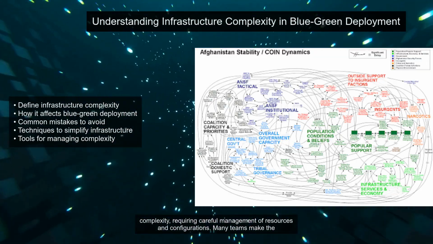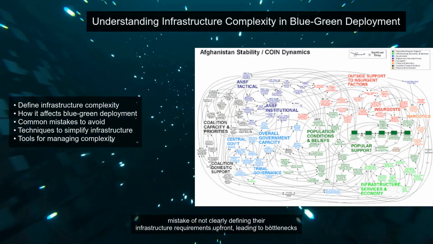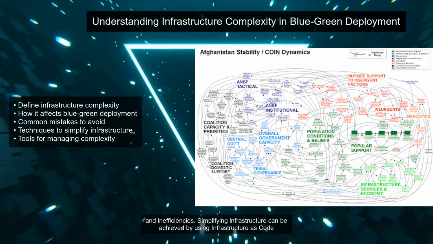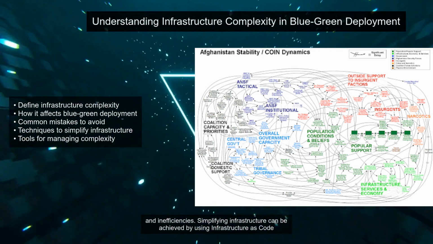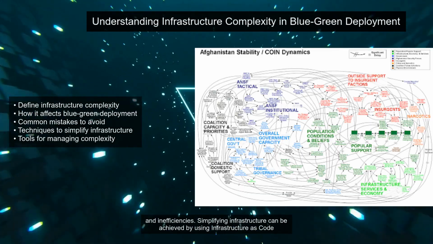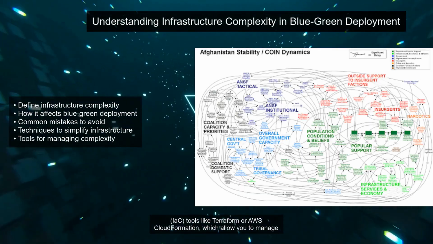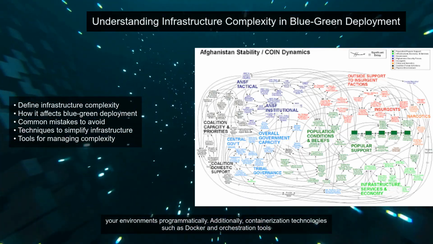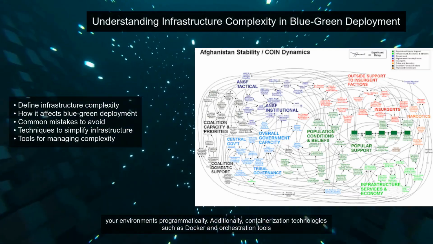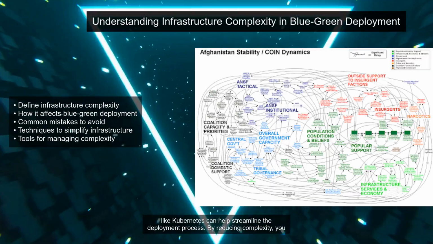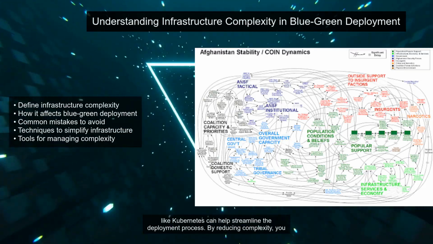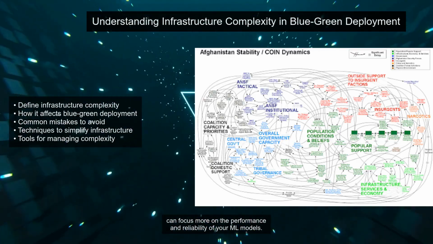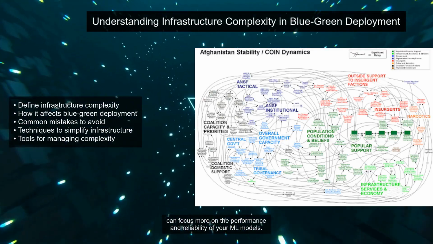Many teams make the mistake of not clearly defining their infrastructure requirements upfront, leading to bottlenecks and inefficiencies. Simplifying infrastructure can be achieved by using infrastructure as code, IaC, tools like Terraform or AWS CloudFormation, which allow you to manage your environments programmatically. Additionally, containerization technologies such as Docker and orchestration tools like Kubernetes can help streamline the deployment process. By reducing complexity, you can focus more on the performance and reliability of your ML models.